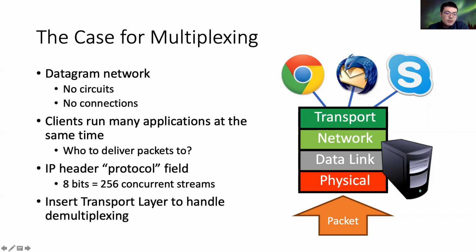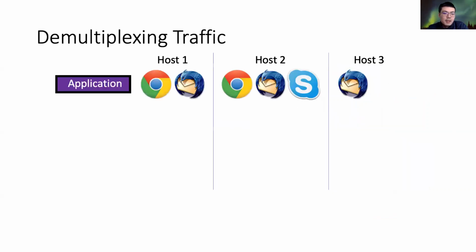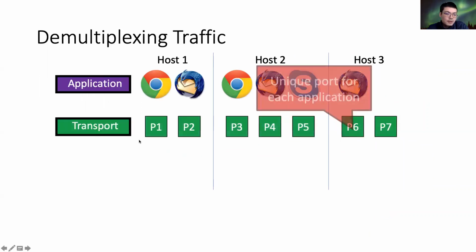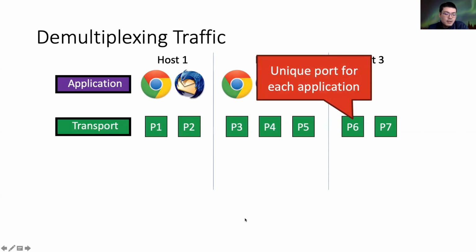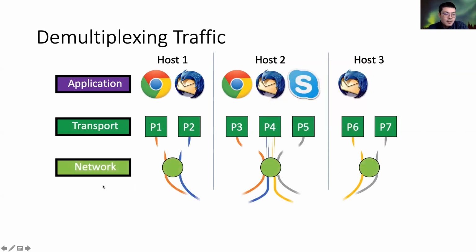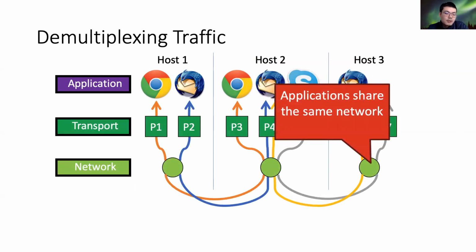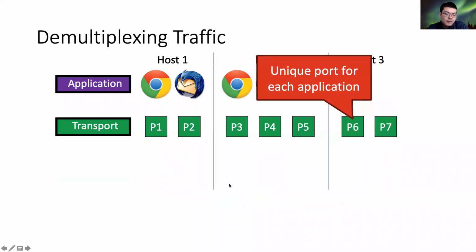So our solution is to add a transport layer to handle the multiplexing and demultiplexing. Here is a very intuitive diagram. Assume you have the application, then we add a transport layer, and then we have the network layer. We know the network layer is like a single point sending out and coming in. But if you have two applications, for each application you will allocate a port number at the transport layer.